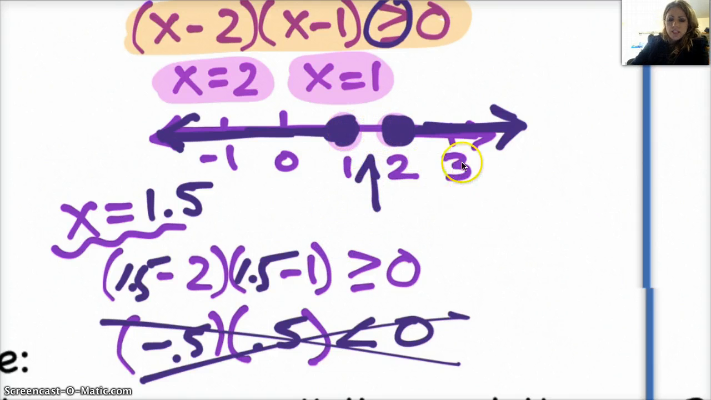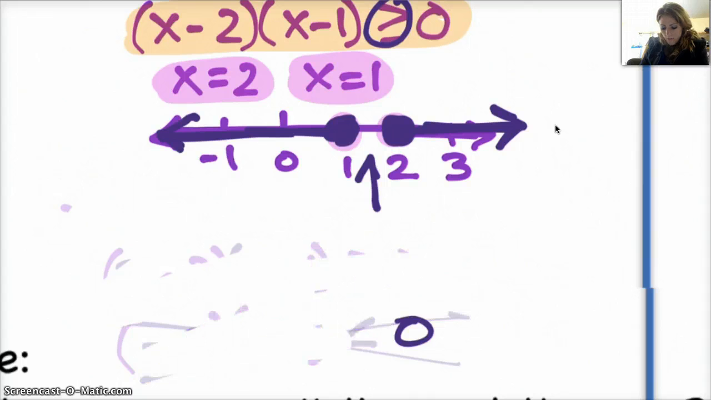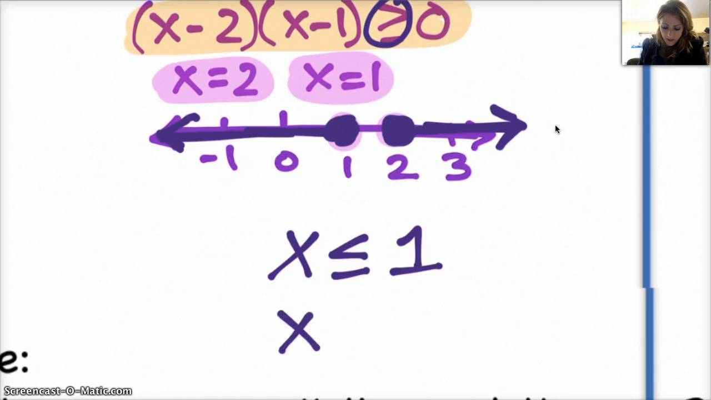Okay, and then you can try something above 2 as well. Try 3. When x equals 3, just to be sure that it works. 3 minus 2 times 3 minus 1, well, that's 1 times 2. Those are both positive. It will be greater than 0, so that works, right? So then you shade the rest. Okay, so basically all of my solutions are any values of x that are less than or equal to 1 and all the values that are greater than or equal to 2.